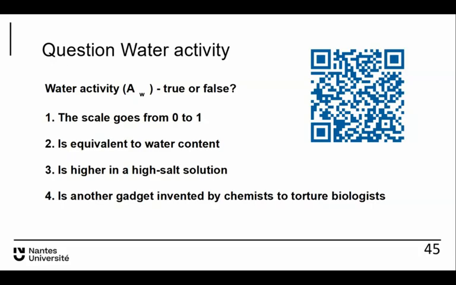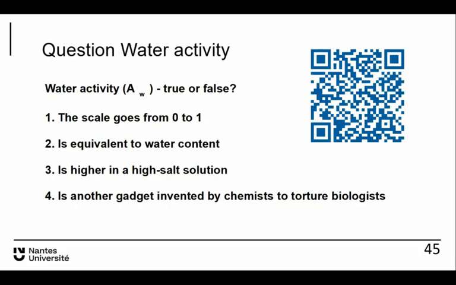Show of hands, everybody okay for that? Hands up when it's the right answer. Okay, so true or false? The scale goes from 0 to 1. Who says true? Half the people. Who says false? It's true. Because, slide before, the activity of water is 1/100th of the relative humidity.